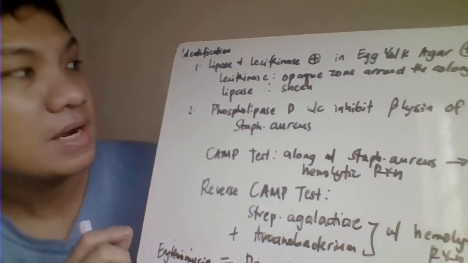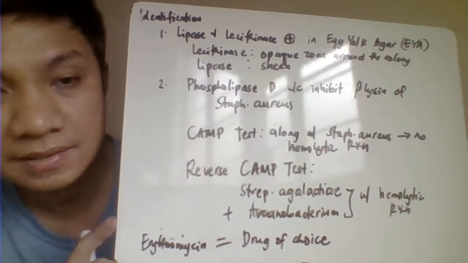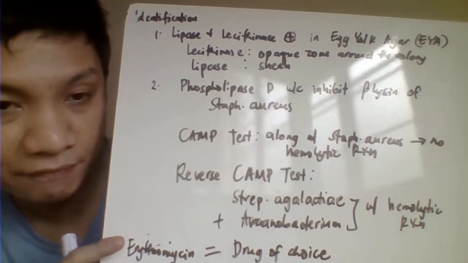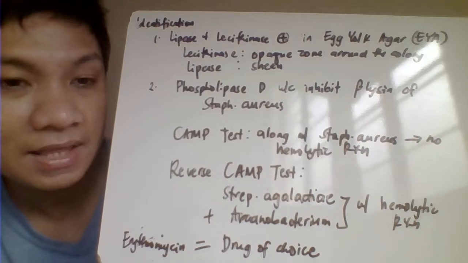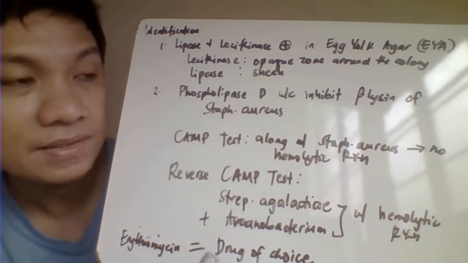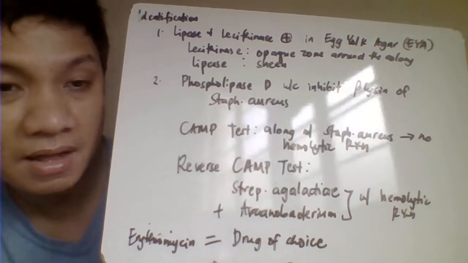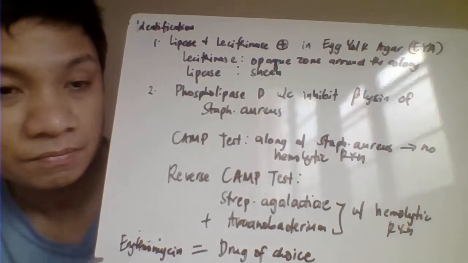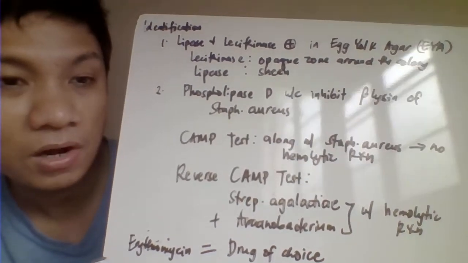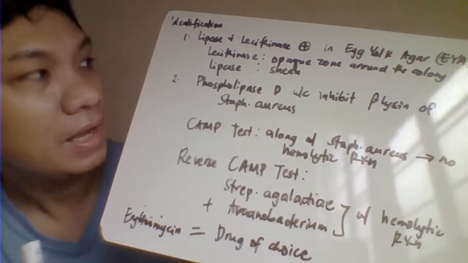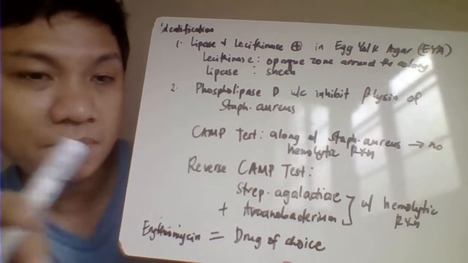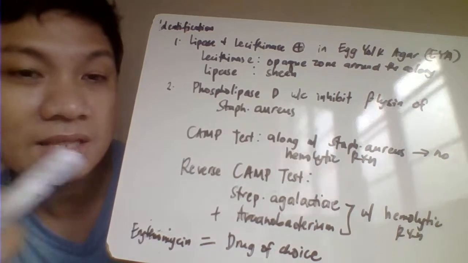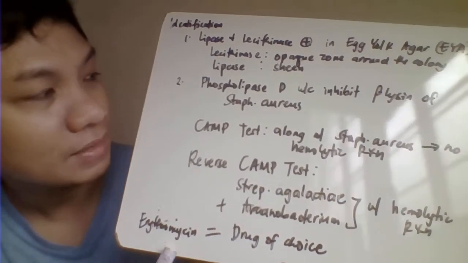Okay, then we also have the identification. This one is lecithinase and lipase positive. Lecithinase positive is manifested with your egg yolk agar, characterized by an opaque zone around the colony. And for lipase, it looks like a sheen, like gasoline, that is what we see.